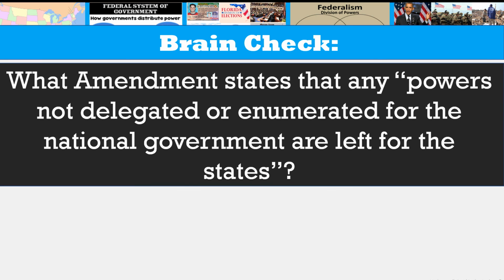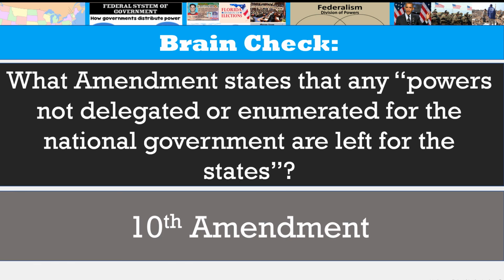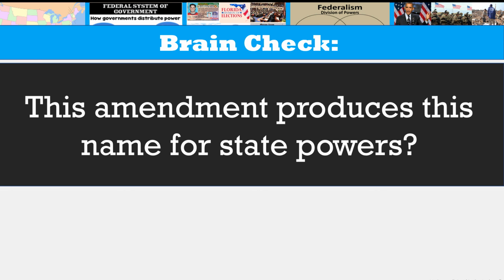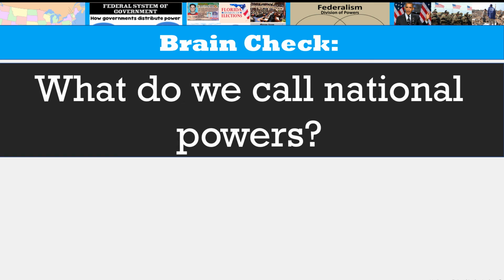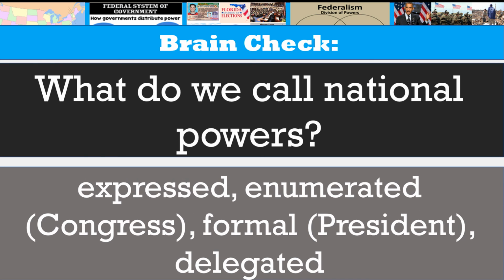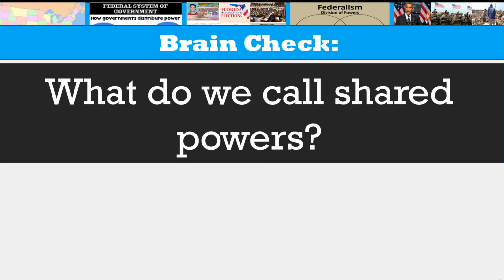This same clause produces these types of powers. Implied powers. What amendment states that any powers not delegated or enumerated for the national government are left to the states? The 10th Amendment. This amendment produces this name for state powers, reserve powers. This clause mandates that states must recognize and respect other states' laws. The Full Faith and Credit Clause. What do we call national powers? Well, we have a lot of names: expressed, enumerated if we're talking about Congress, formal if we're talking about the president, or informal, and sometimes we use delegated.